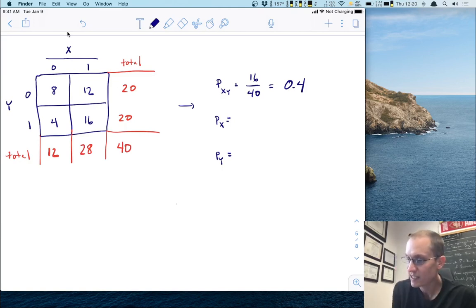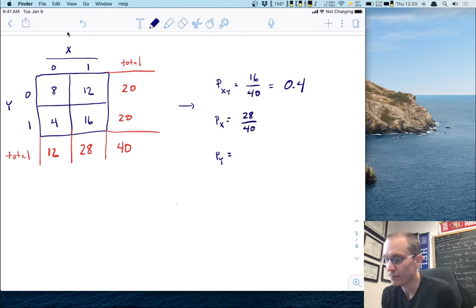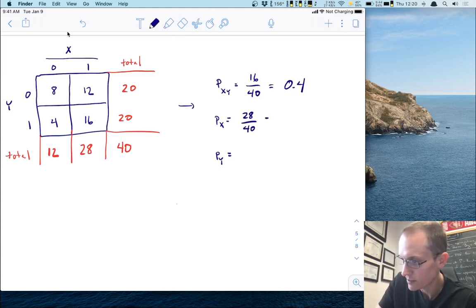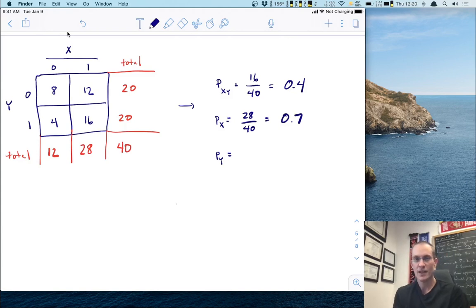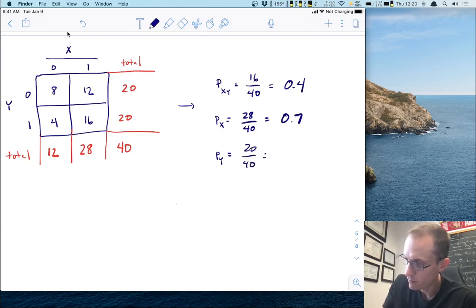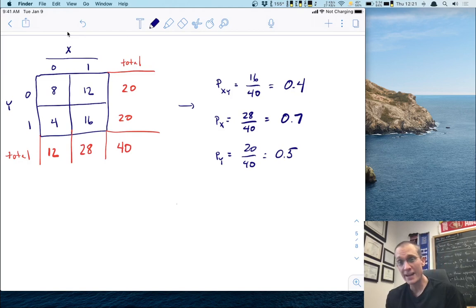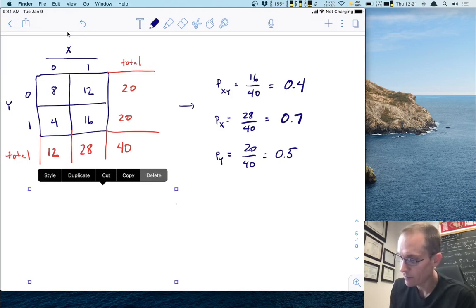Now we can do the same thing for px, the proportion of people who got x correct or scored a 1 on x. So if we just look down here at the x totals, again, circle those, 28 of them got it correct, so that's 28 out of 40. If we simplify that, that's 7 out of 10, which is 0.7. And then finally, py, it's actually pretty easy. What is the proportion of people who got y correct, that is scored a 1? That's 20 out of 40, which is 0.5. So once we have those 3 proportions, we can now easily compute phi.